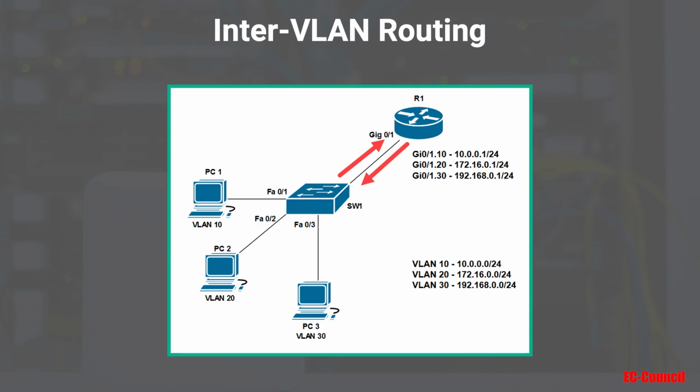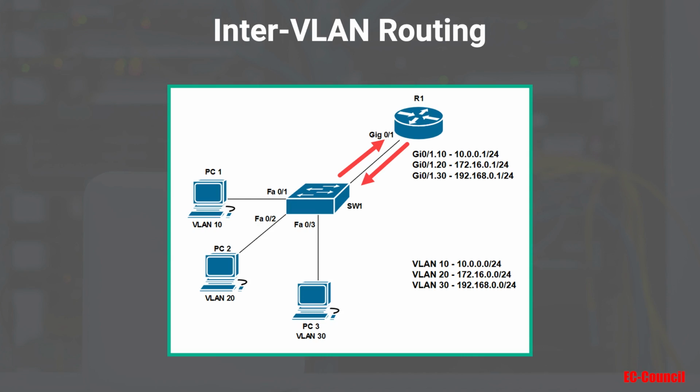First of all, we'll need to log into the router, and we'll have to access GigabitEthernet 0/1. In GigabitEthernet 0/1, we'll create three sub-interfaces. So here are the names of the sub-interfaces. GigabitEthernet 0/1.10, and this interface here will contain the default gateway for VLAN 10 devices.